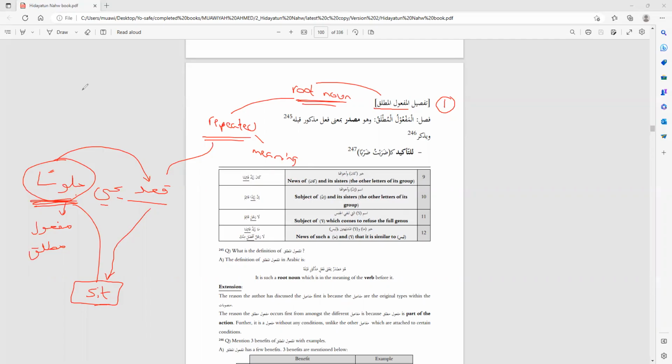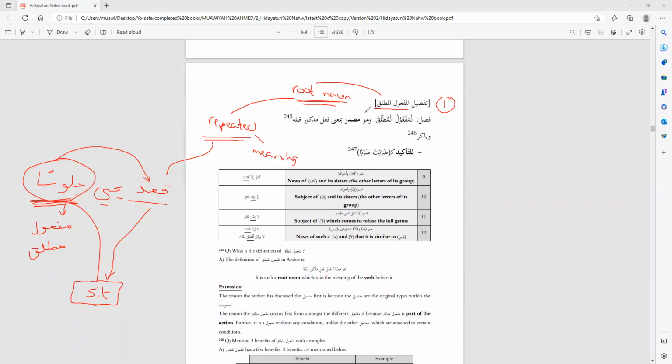Why does maf'ul mutlaq come? So it's coming in a text ahead. So faslun. المفعول المطلق مفعول مطلق وهو مصدر بمعنى فعل مذكور قبله. So مفعول مطلق is a masdar.